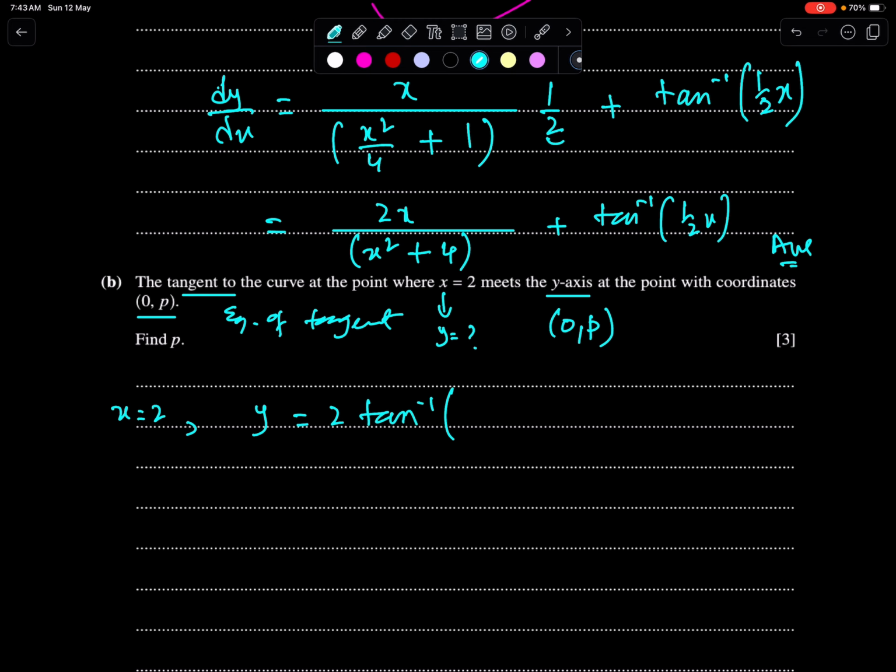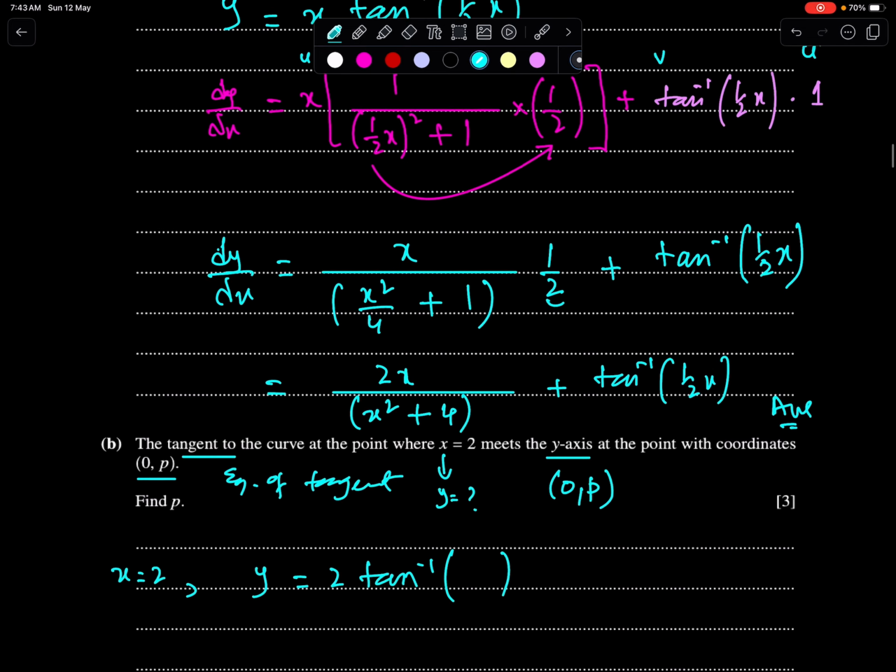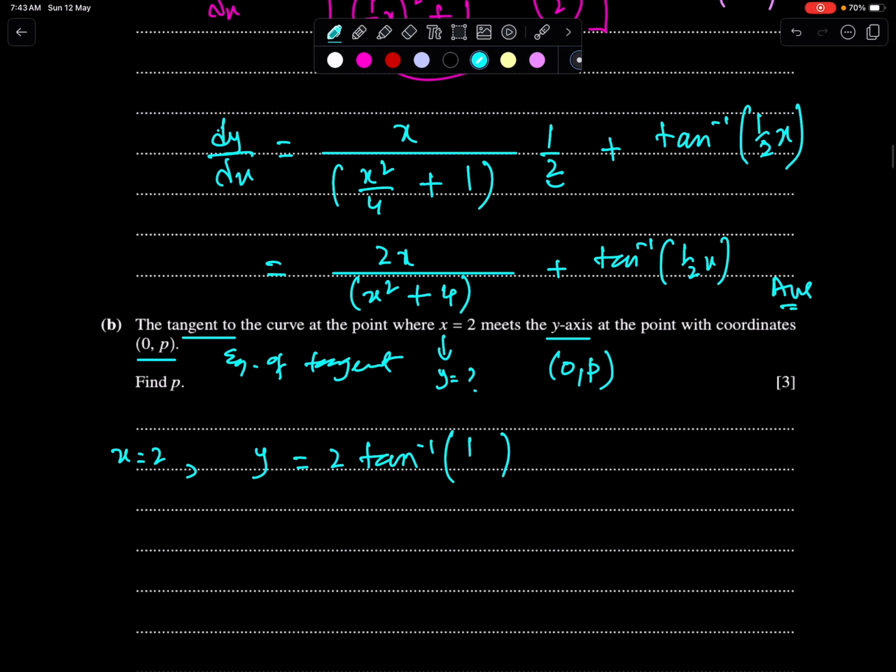Make sure your calculator must be in radian mode while doing calculus, because calculus is always done in radian mode. So 2 tan inverse 1. Tan inverse 1 is pi by 4. So we have pi by 2 here, y coordinate.